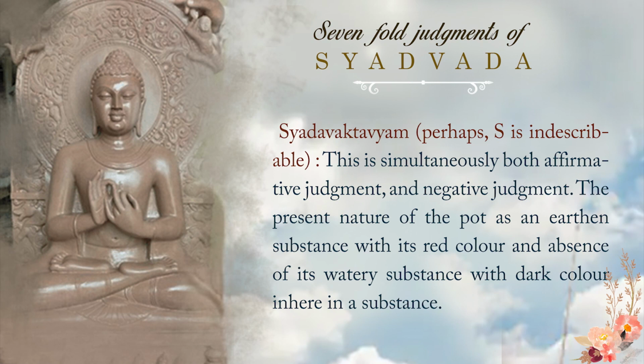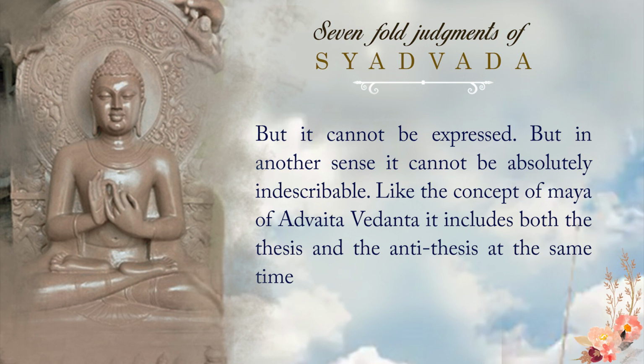Next one, Syad Avaktavyam, perhaps it is indescribable. This is simultaneously both an affirmative judgment and a negative judgment. The present nature of the pot as an earthen substance with its red color and absence of its watery substance with dark color inhere in a substance. But it cannot be expressed. But in another sense, it cannot be absolutely indescribable. Like the concept of Maya in Monoist Vedanta, it includes both the thesis and the antithesis at the same time.